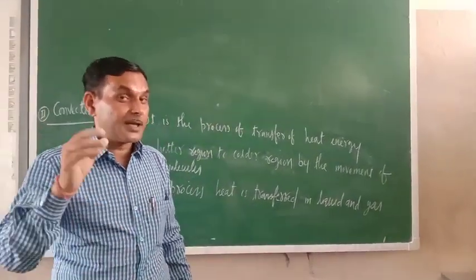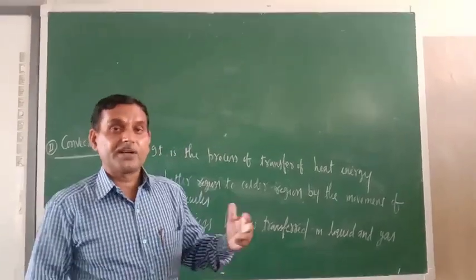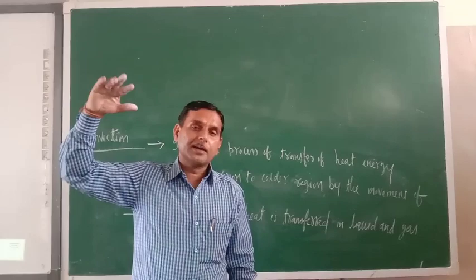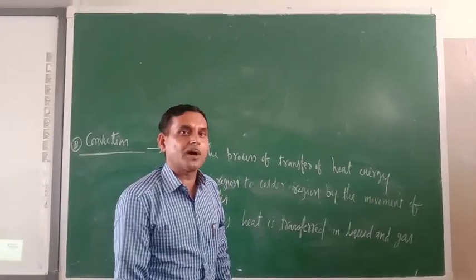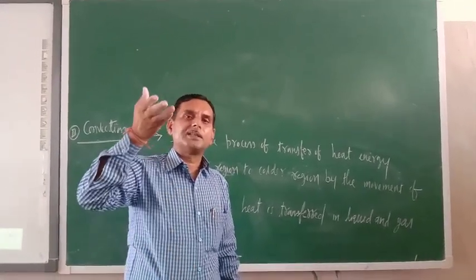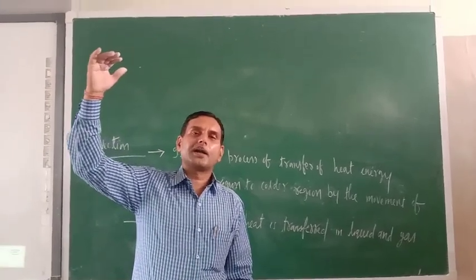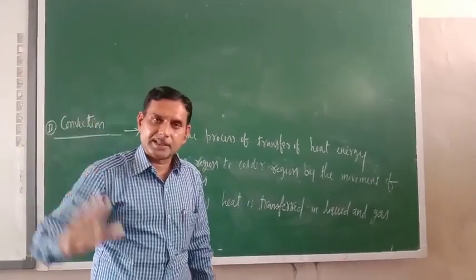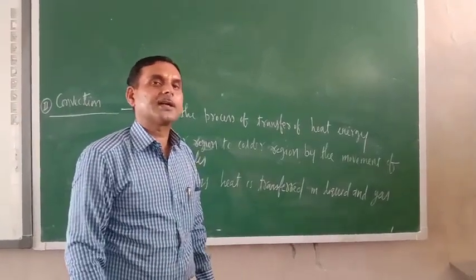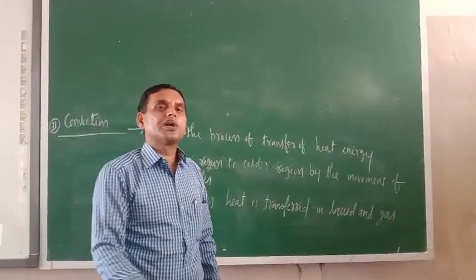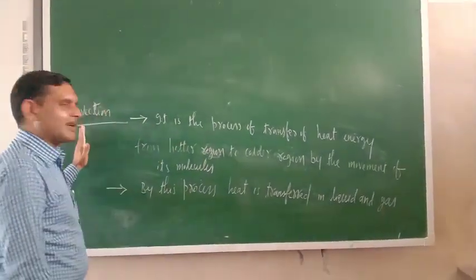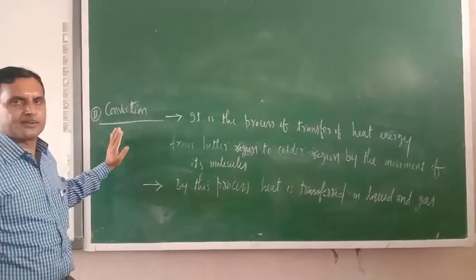Another example, in the refrigerator, the freezer is almost at the top. Why? Because hot air from the bottom of the refrigerator rises up and comes into contact with the freezer and cools down, and then it settles, coming back to the bottom. So the bottom things also become cool. So these are the examples of convection in our daily life.